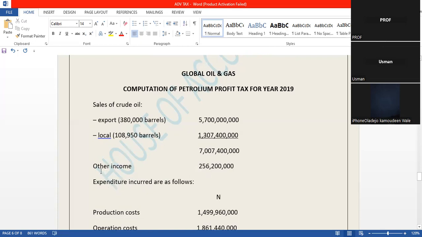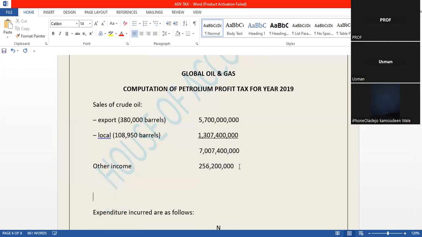So we add back this, what do we call it? Other income. If we add other income to it, what are we going to have from our question? If we add back other income, what do we have? So that's 7.0.